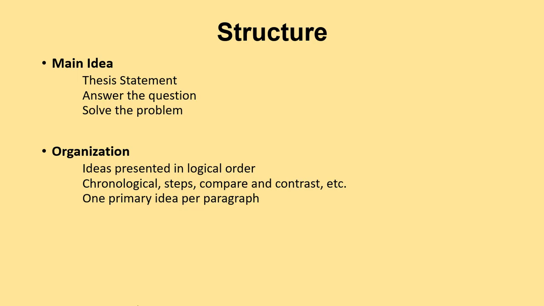A good rule for this is to have one primary idea per paragraph. Don't try to shove too many different thoughts all into the same paragraph. That can make your writing very confusing. One main idea per paragraph, support that idea in the paragraph, and then move on to your next thought or idea in the next paragraph.